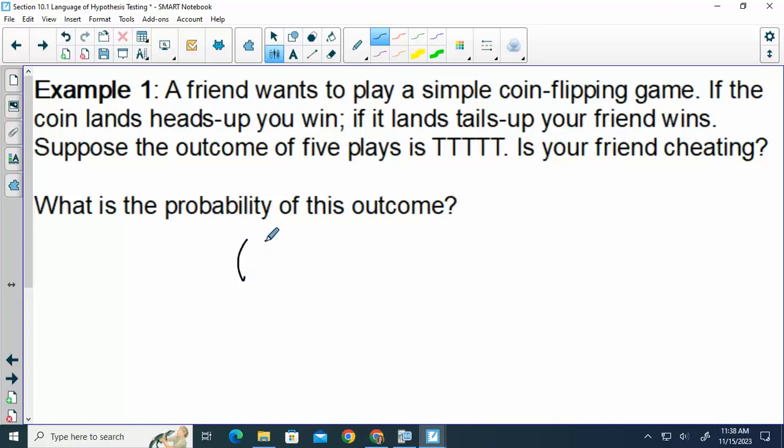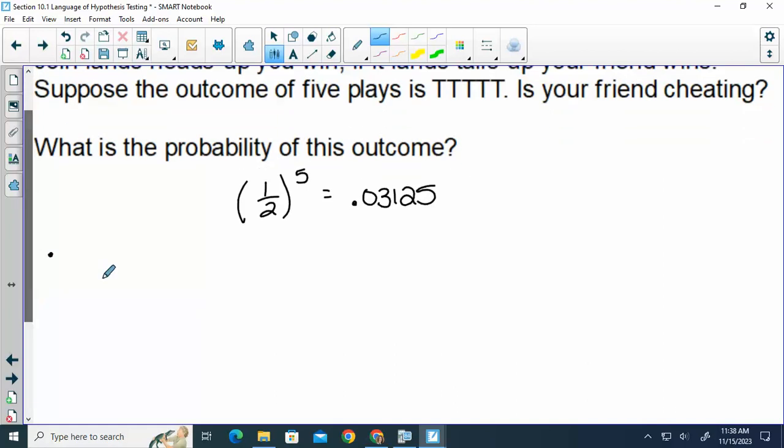So the probability of tails is 1/2. Are they independent? Yes. So just to the 5th power. And what does that give us? 0.03125. So do you think your friend's cheating? Absolutely. You have a shady group of friends.